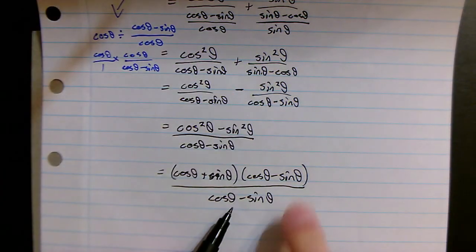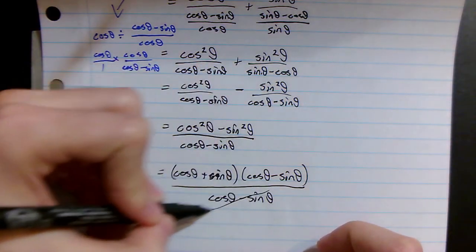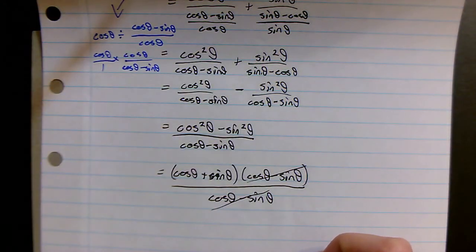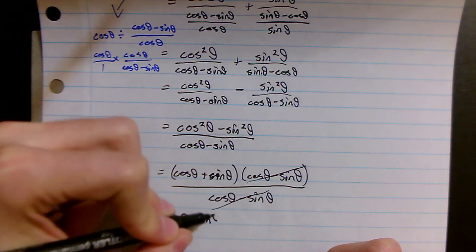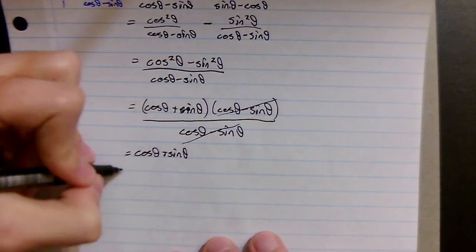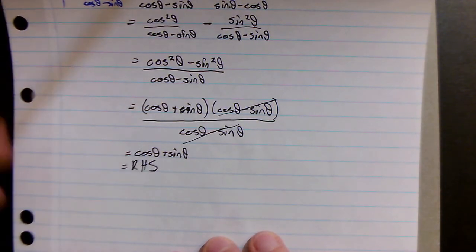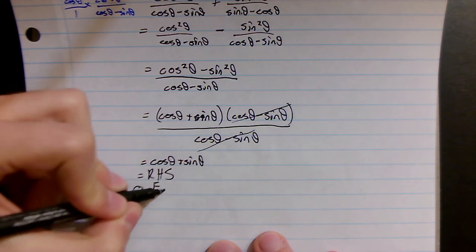We should notice that I can cancel these two, so I can cross this off with that. What I'm left with is just cos theta plus sine theta, which is the same as sine theta plus cos theta because addition is commutative. And this is just equal to our right hand side. And what do we conclude with? You guessed it. Well, that was quite easily done.